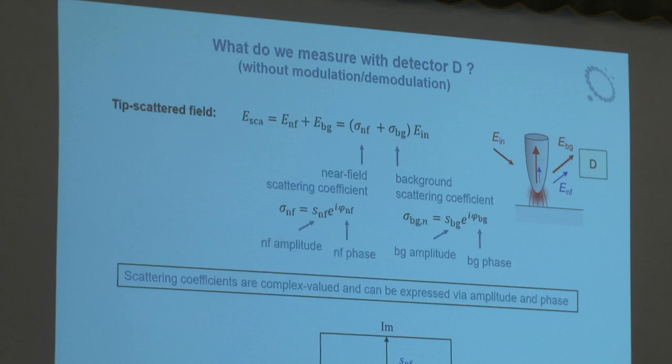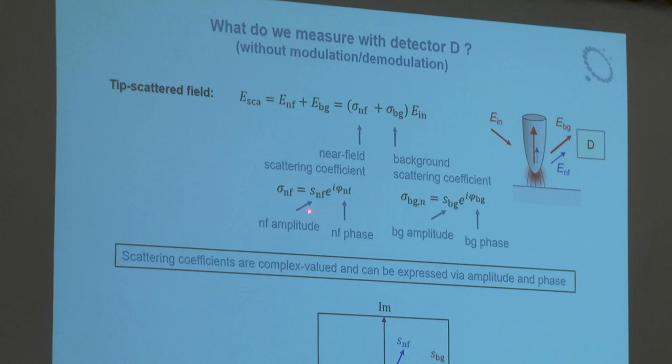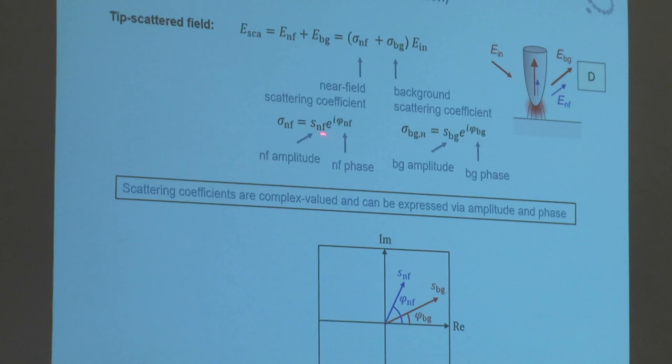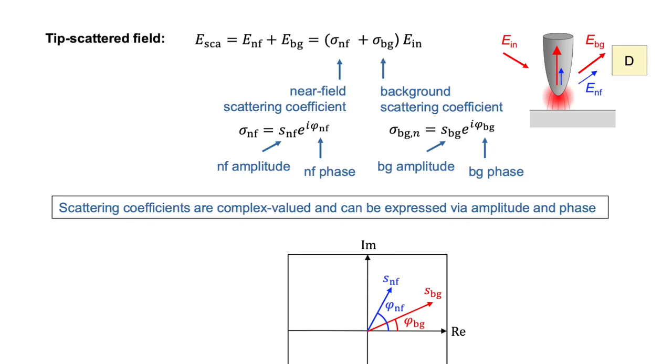Now, each of these is a complex number. I have an S_NF and a phi_NF. This we call the near-field amplitude. This we call the near-field phase. And we can do the same exercise for the background, so we have a background amplitude and a background phase. In a complex diagram, this would correspond to two arrows here, each with a different length and a different angle. Okay? So this is what happens if we are in the domain of fields.